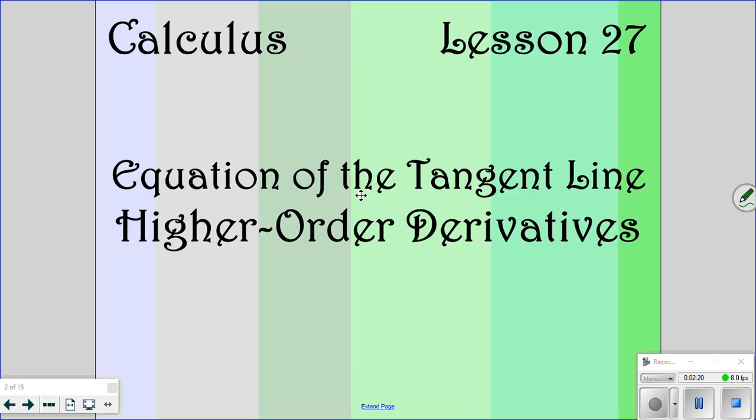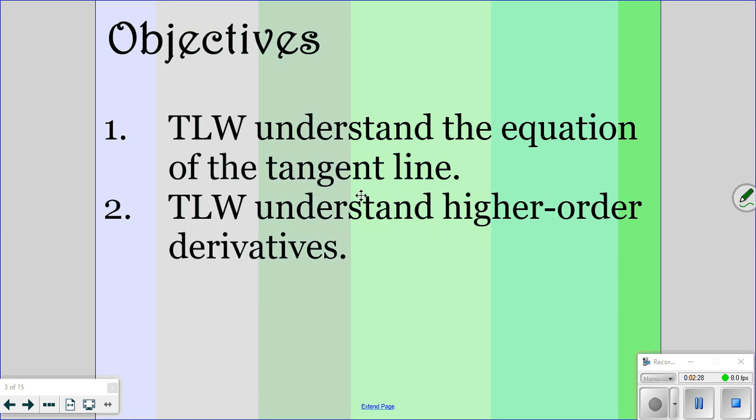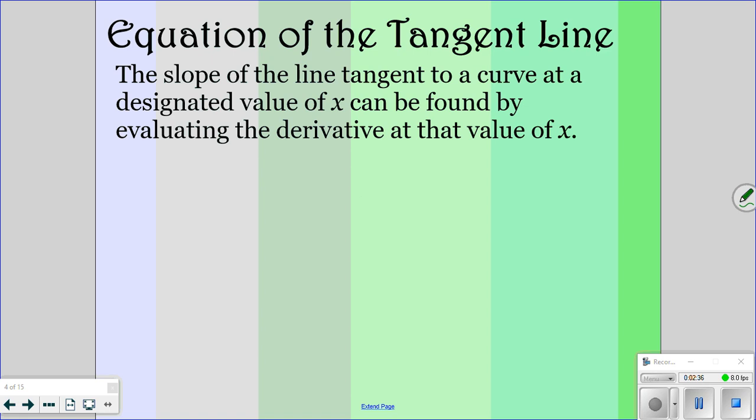Okay, so we're looking at lesson 27. We're going to do equation of the tangent line, and then we're going to look at higher order derivatives. So hopefully after the lesson you'll be able to do equations of the tangent lines, and then you'll be able to do higher order derivatives. So the slope of a line that is tangent to a curve at some value of x can be found by evaluating the derivative at that value of x. So we've gone over that a little bit.